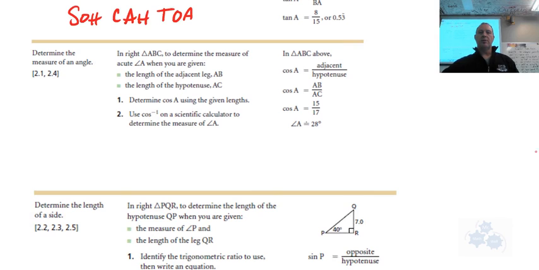All right, so we talked about this a little bit too. Determine the measure of an angle. It's cos to the -1, right? In this example, take cos to the -1, and that's how you find your angle. That's how you split them up.